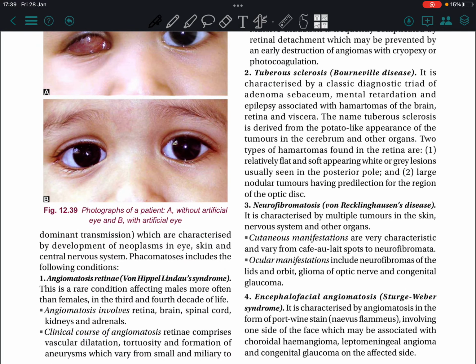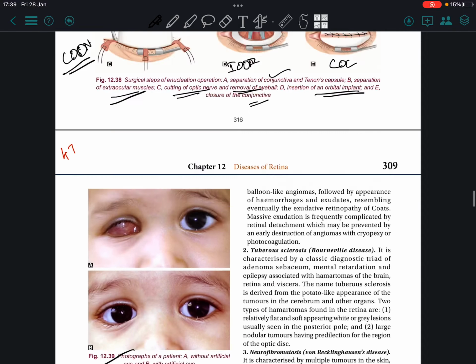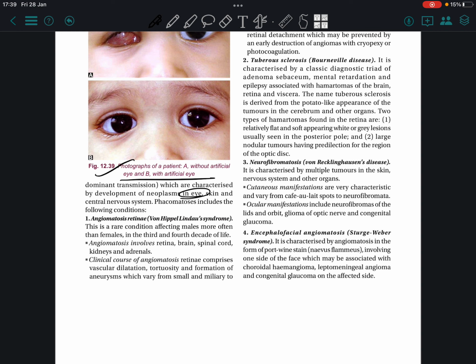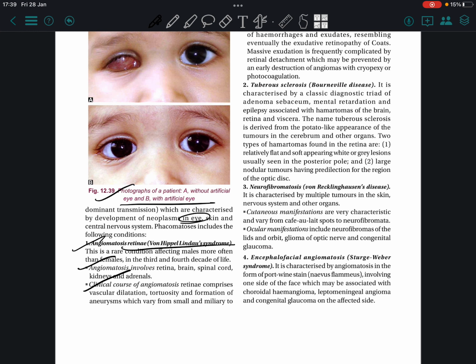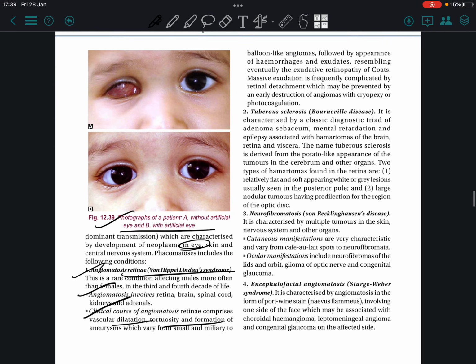Photographs of the patient without artificial eye and with artificial eye. Phakomatoses are characterized by development of neoplasia in the eye and skin. Angiomatosis retinae, von Hippel-Lindau syndrome. The clinical course of angiomatosis retinae comprises vascular dilation, tortuosity, and formation of aneurysm.